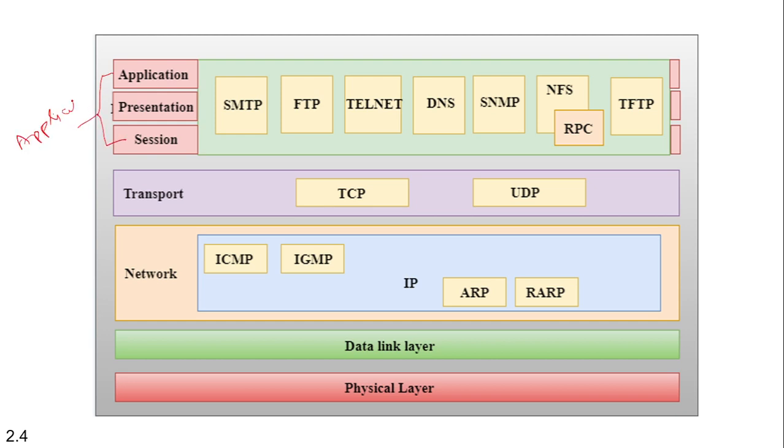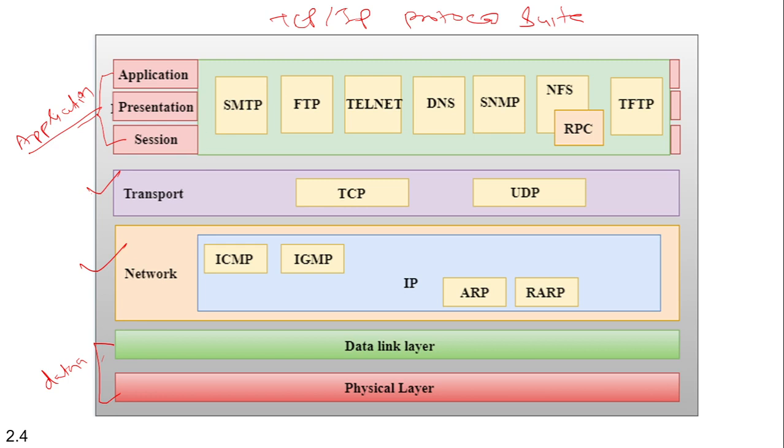So in the TCP/IP protocol suite, we have the application layer, the transport layer, the network layer, and the data link layer. But this data link layer is further divided into 2 parts: one is your data link layer, and another one is your physical layer. So we have 4 layers: application layer, transport layer, network layer, and data link layer.